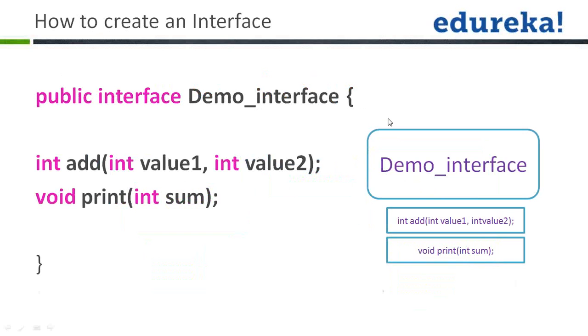Moving on. How to create an interface. So you write public interface demo underscore interface. Now integer add int value 1, int value 2, void print int sum. So you've got 2 methods right here. One is addition, one is print. So you just give the signature of the method. You do not provide the implementation of that particular method.